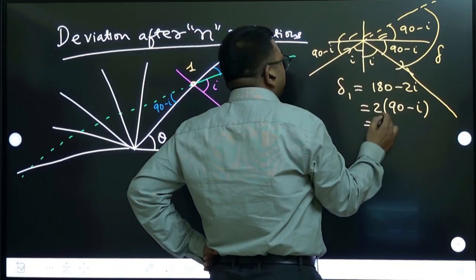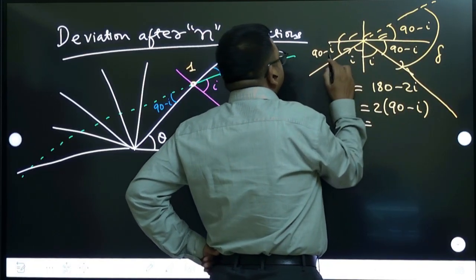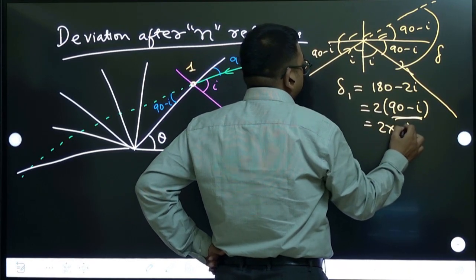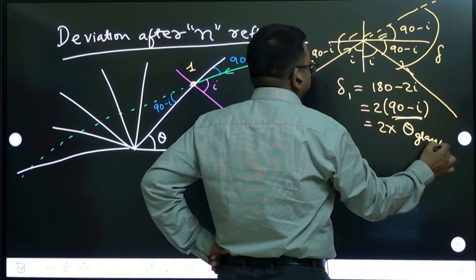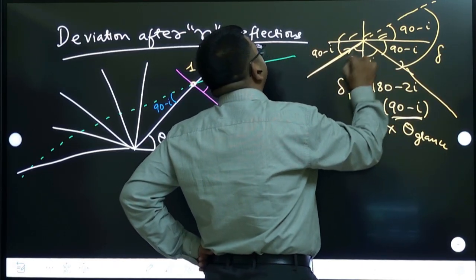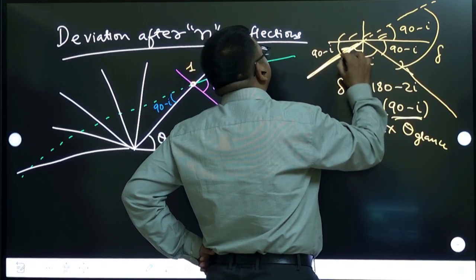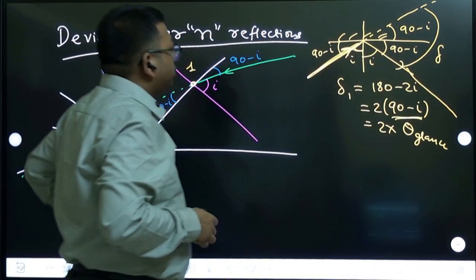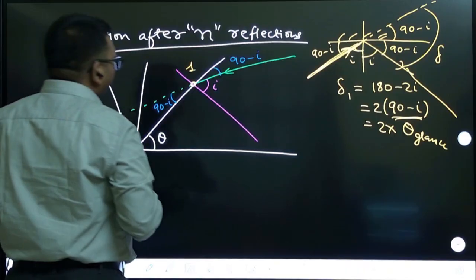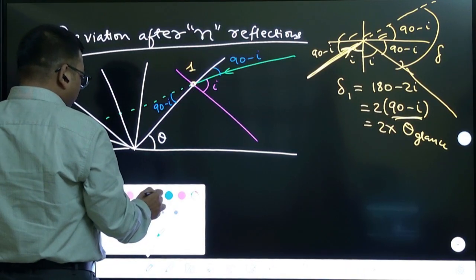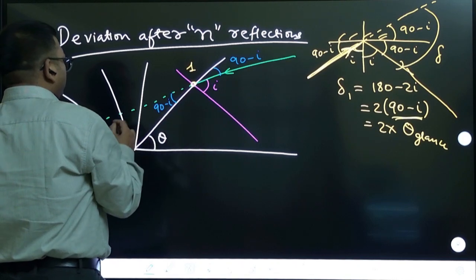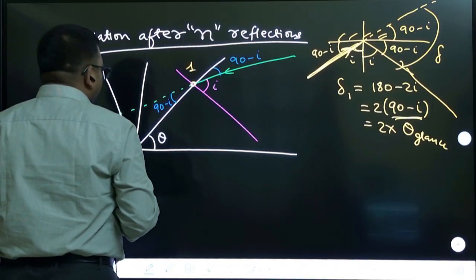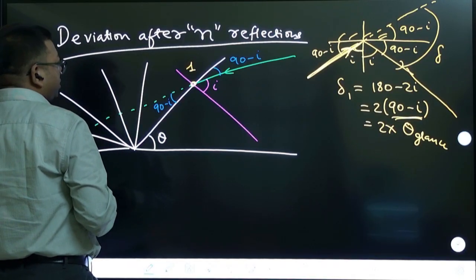So deviation can be, and this angle is also called the glance angle. So 2 times the glance angle, theta glance. Glance angle is the angle made by the ray with the mirror. 90 minus i is the angle made with the mirror, not with the normal. So with the mirror, what angle it is making is what is important. This ray will be making these angles, so we want to calculate these angles with the mirror.